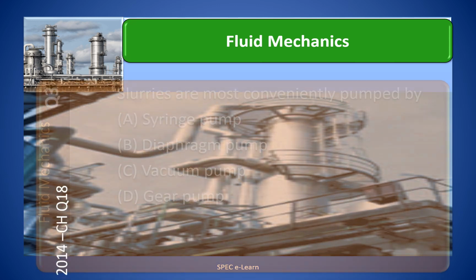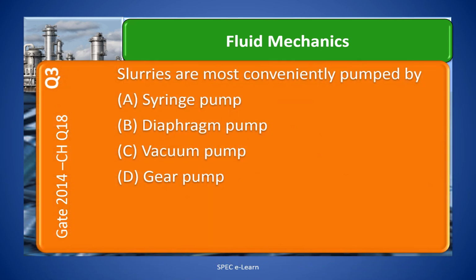GATE 2014, question number 18. Slurries are most conveniently pumped by option A, syringe pump, option B, diaphragm pump, option C, vacuum pump, option D, gear pump.